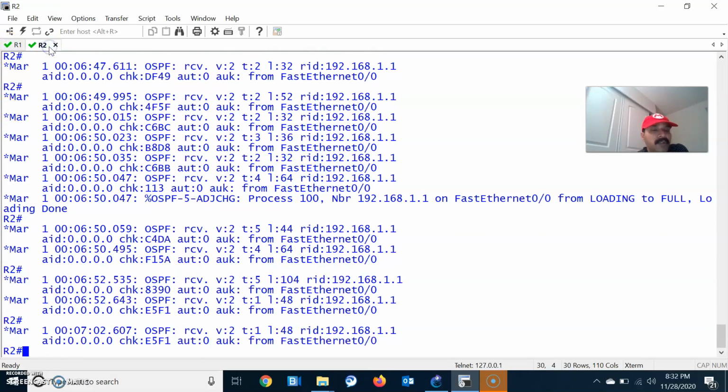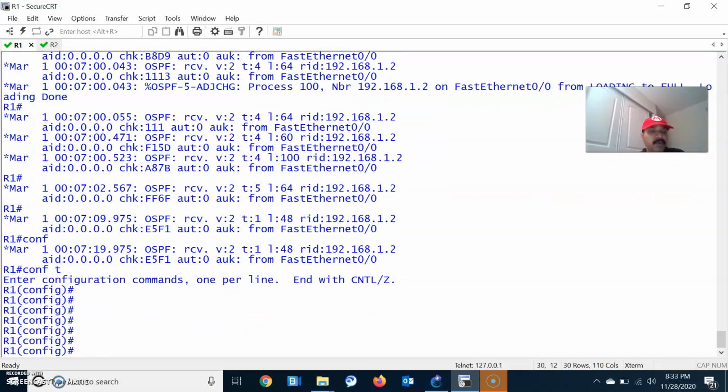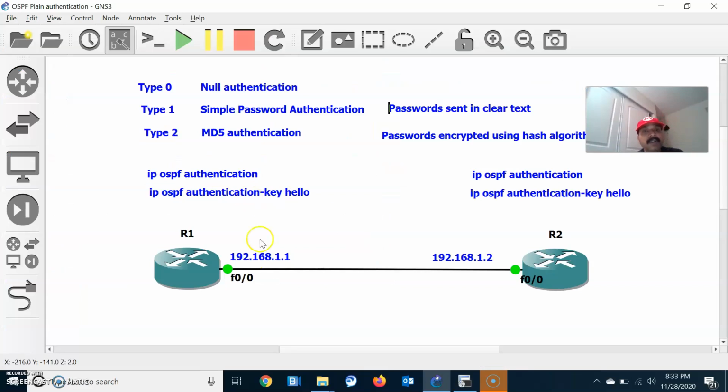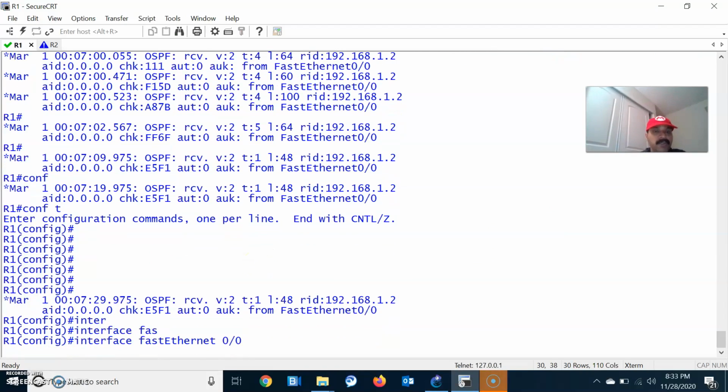So now I'm going to configure the authentication, right? So let us configure the authentication, plain authentication. So it will show the router ID as 1. So I have to configure the authentication in the fast Ethernet 0, right? It's not in the router mode. I have to configure in the interface mode of the fast Ethernet 0.